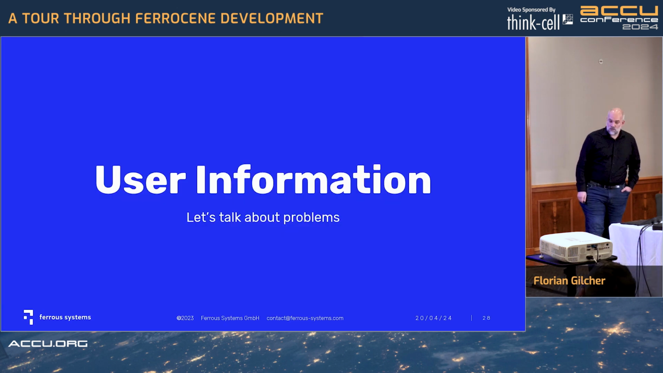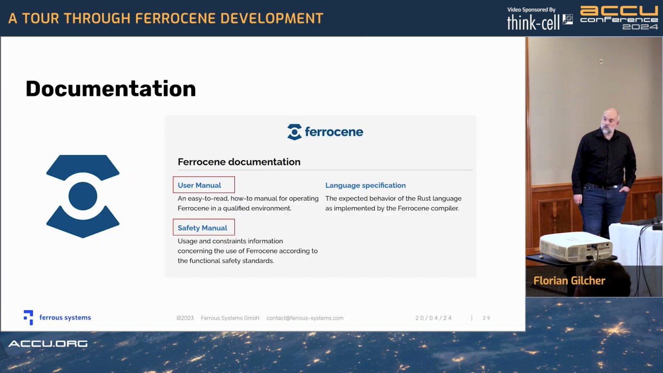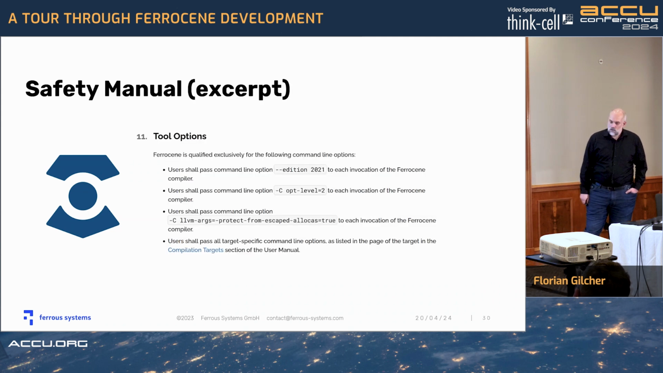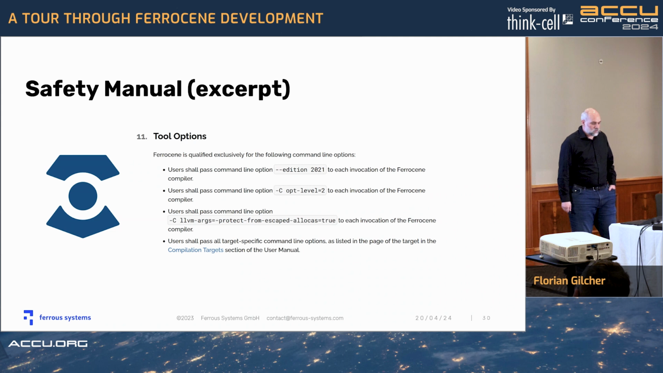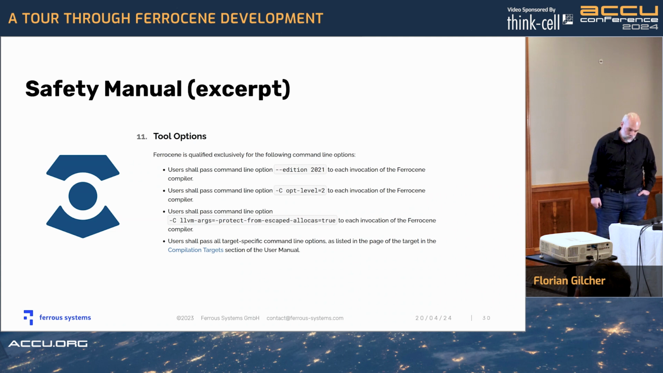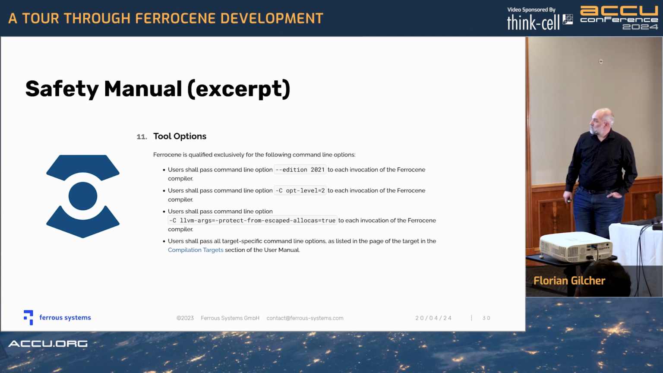So the first and foremost way we can improve things for our users is user information. Let's talk about problems. Particularly, if you go on our front page, we have a user manual and a safety manual. And the safety manual, also standard procedure, is declaring what parts of the compiler we have looked at and how, and that means they are the only ones you're allowed to use, or how you should use the compiler. There are some pretty interesting ones.